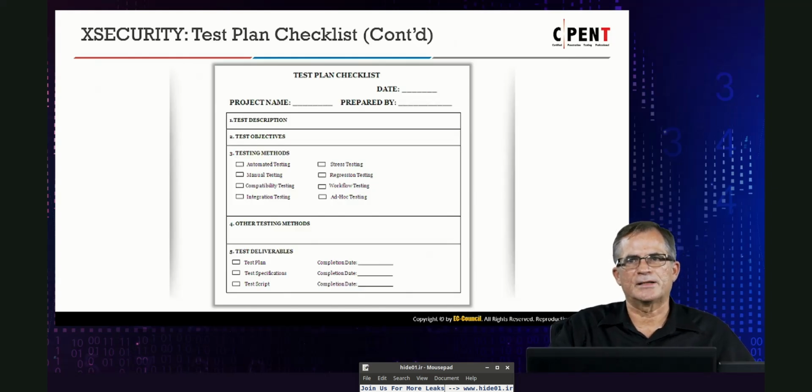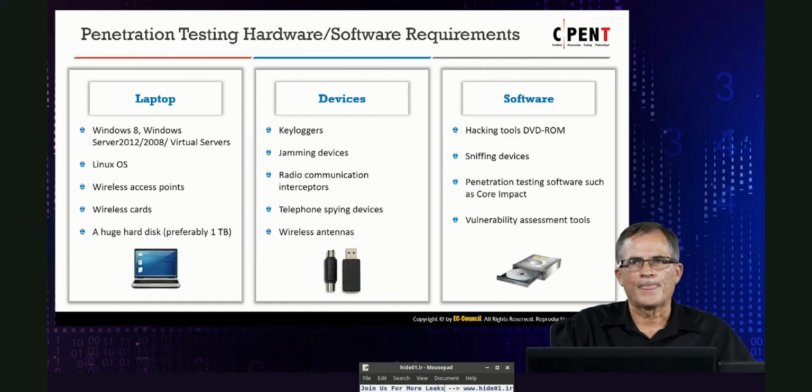Here's more information: the project name, the description, test objectives, right, the methods, all that information, other types of things, how we're going to do our test, and then very important there at the bottom is the deliverables. What are we going to deliver? So hardware, software requirements, as we said, get the strongest machine you can have, right? Have virtual machines, Linux OSs, all those types of things.